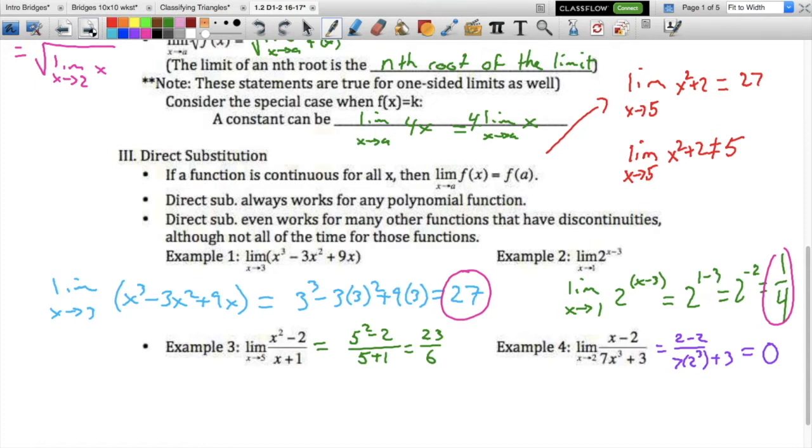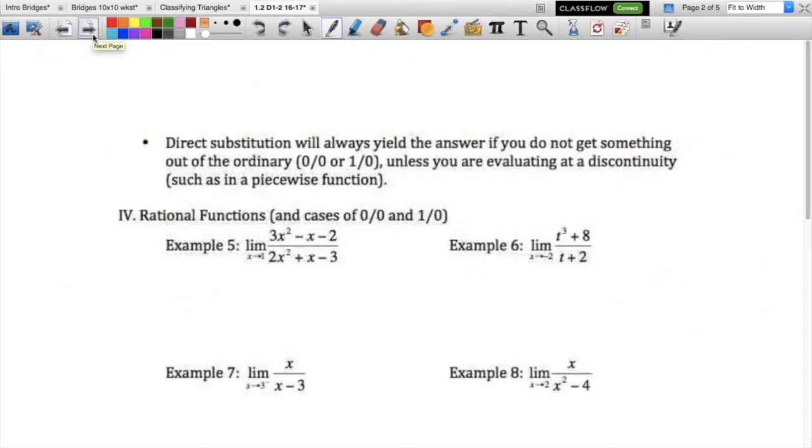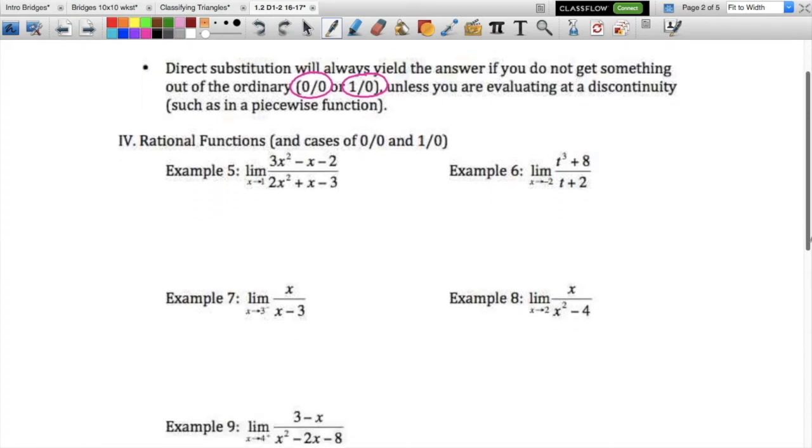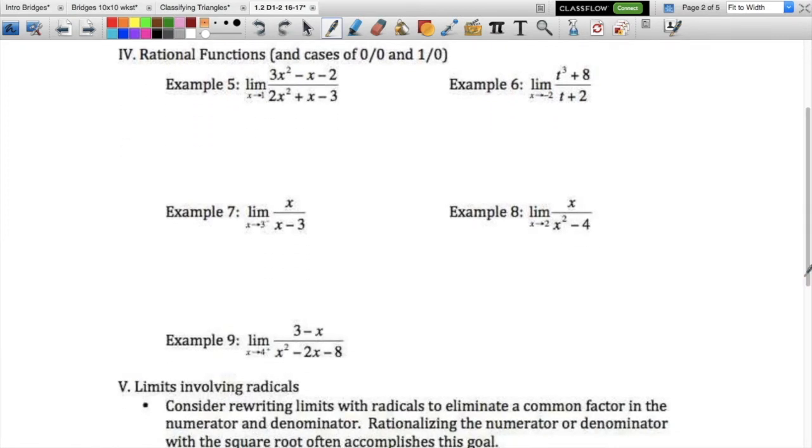So here we go. This is what happens. Direct substitution does not always work. Sometimes you get 0 over 0 or 1 over 0 or something else. And if you end up with 0 in the denominator, we'll talk about a special case of what you have to do. So here are some other methods. I believe you did some of this last year, so some of it is going to look familiar.